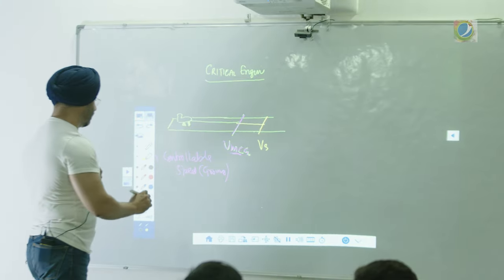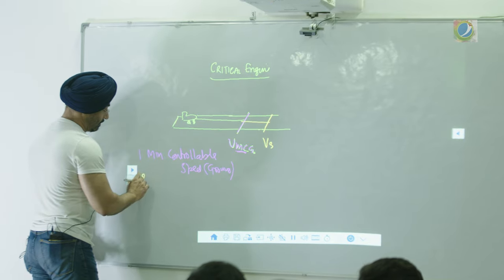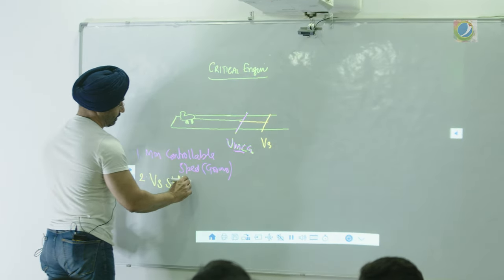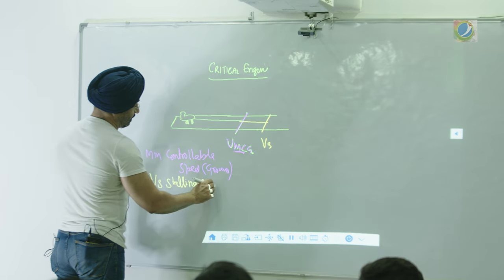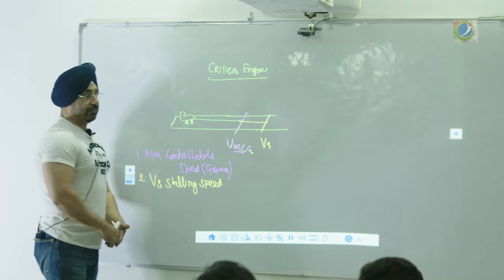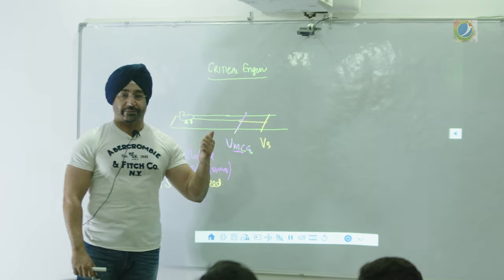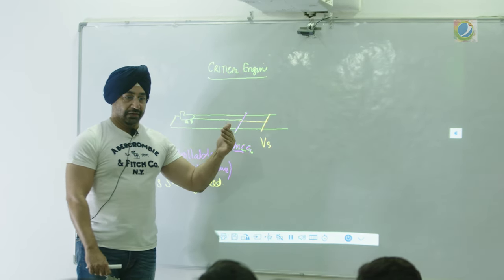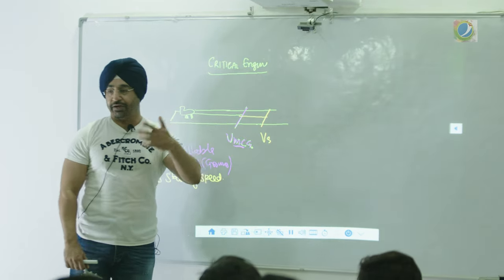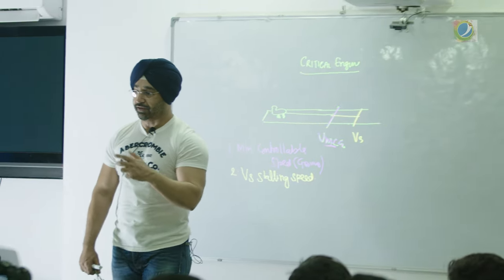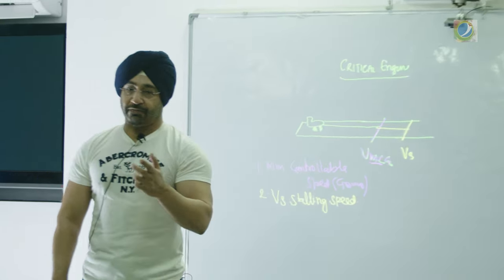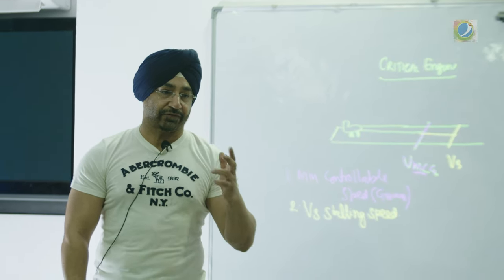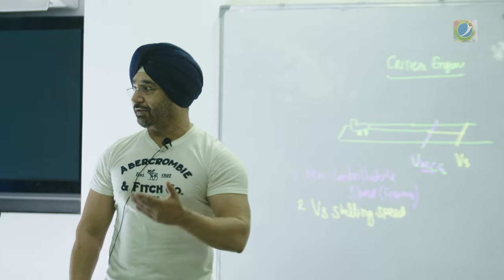VS stands for stalling speed. Now you have realized that your engine is failed, you are controlling the direction. Now if you have to continue, the stalling speed is the minimum speed aircraft should have. Less than that speed, as we study in technical, lift generated is not sufficient to balance the weight and aircraft descends.